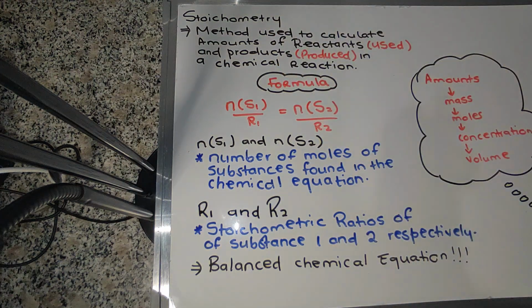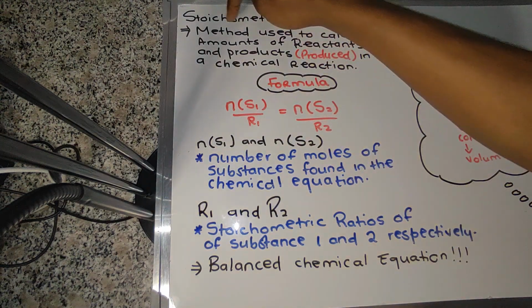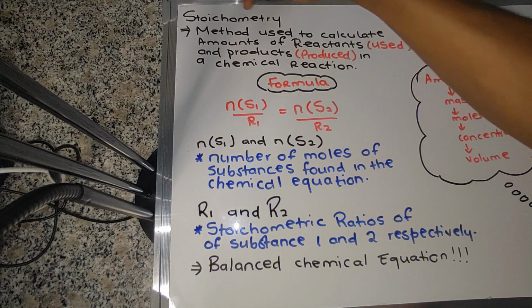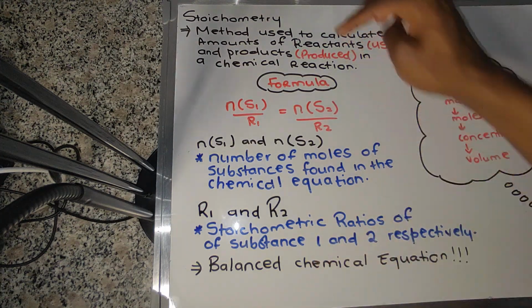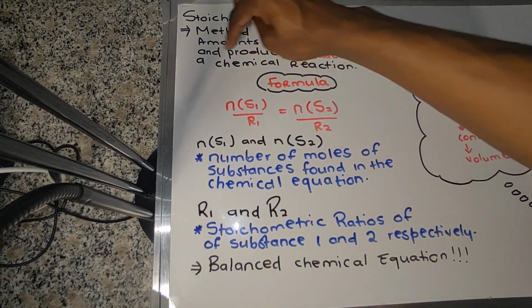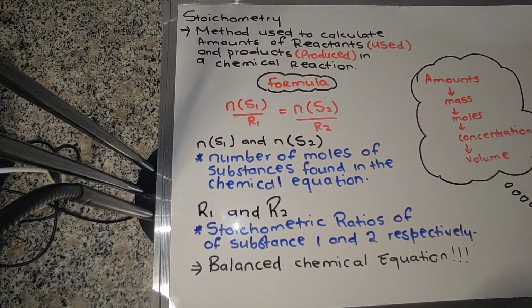Now, straight into the lesson, stoichiometry. How do we define this one? This is simply a technique or a method we use to calculate or to predict the amounts of reactants used or the products that are being produced in a chemical reaction.